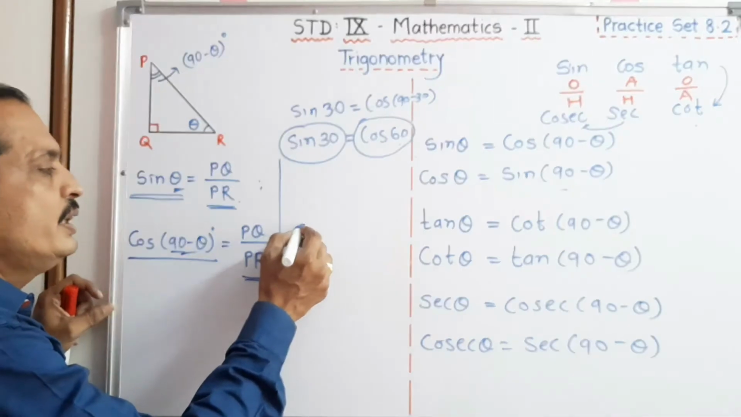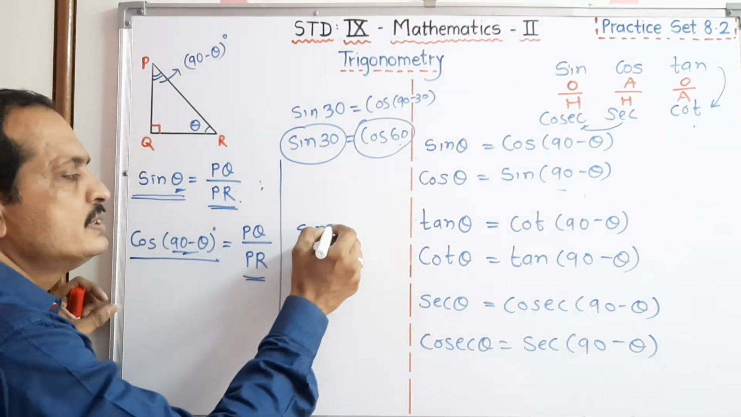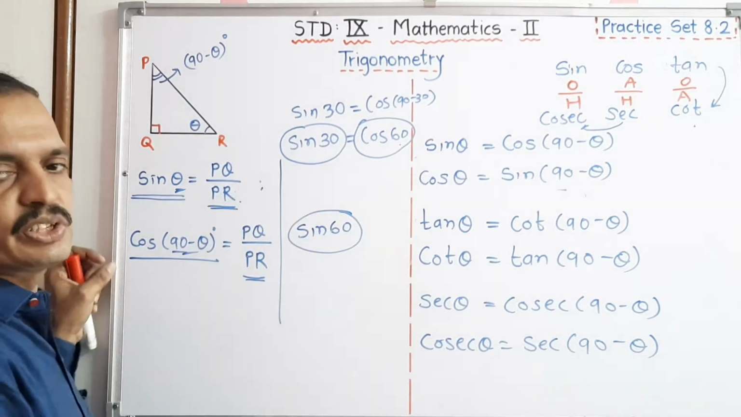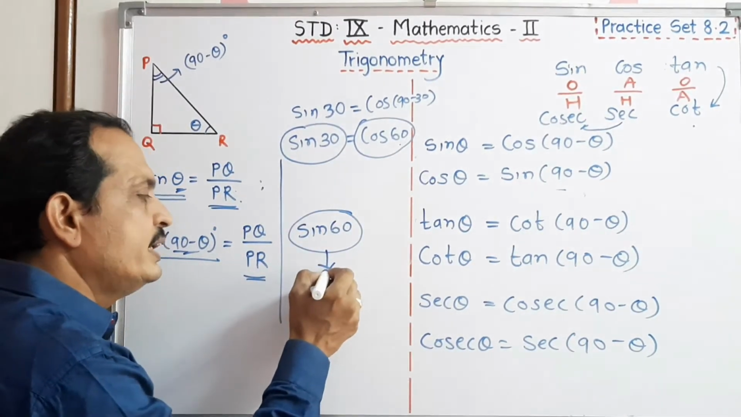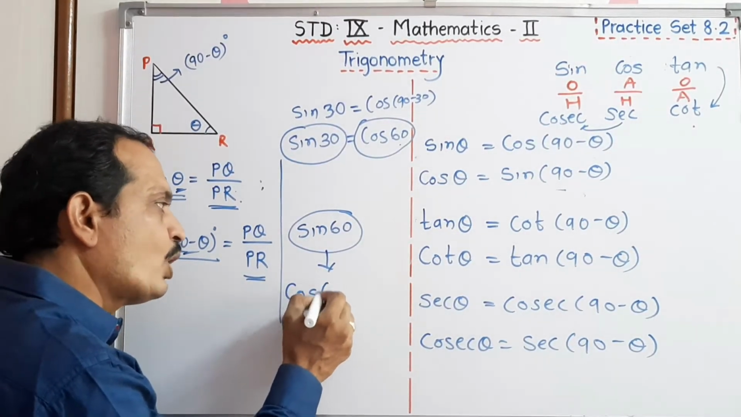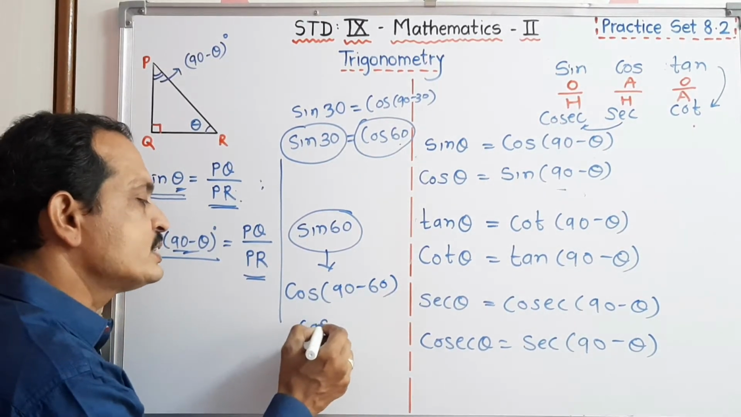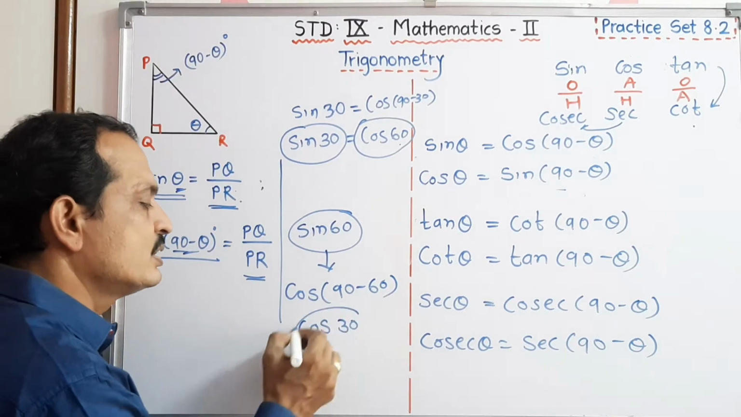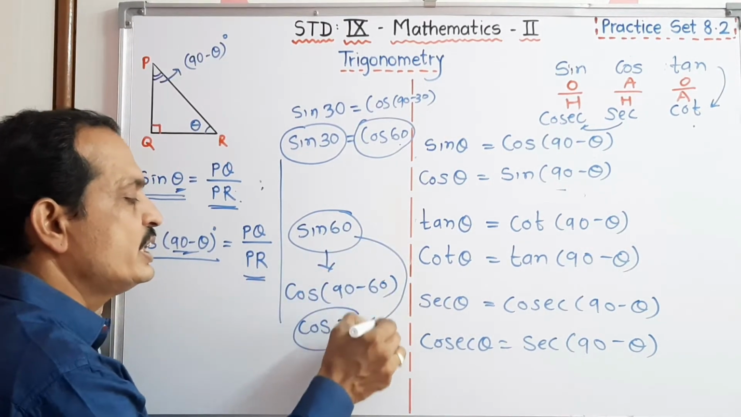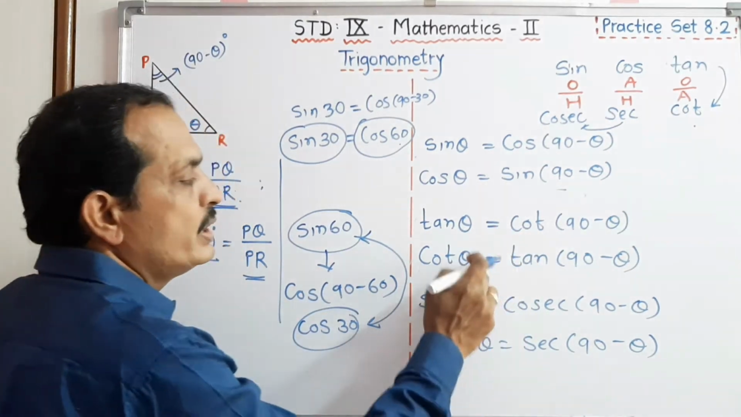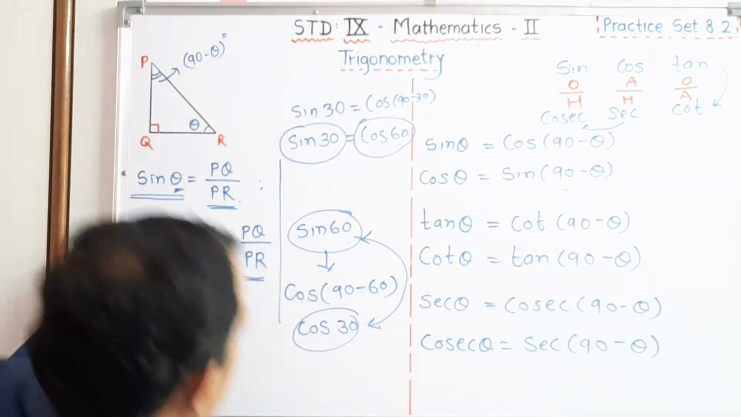That means if in a sum there is a sin 60, if we have to convert this sin 60, we can convert sin into the cos. We can write 90 minus 60 and therefore cos 90 minus 60 means cos 30 degree. Therefore sin 60 and cos 30 both are the same. Same relation we can write between tan and cot. Got it? Tan and cot.